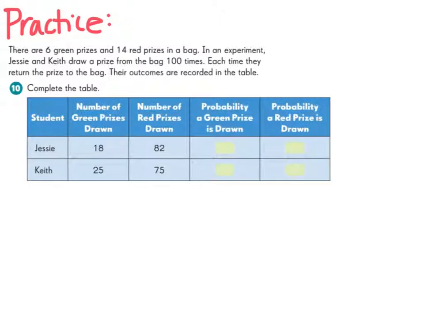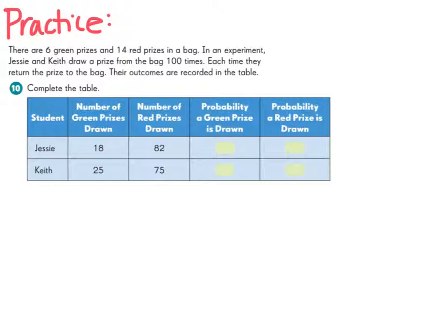Let's try this practice problem that uses both experimental and theoretical probability. There are 6 green prizes and 14 red prizes in a bag. In an experiment, Jesse and Keith draw a prize from the bag 100 times. Each time they return the prize that they drew to the bag. Their outcomes are recorded on this table.